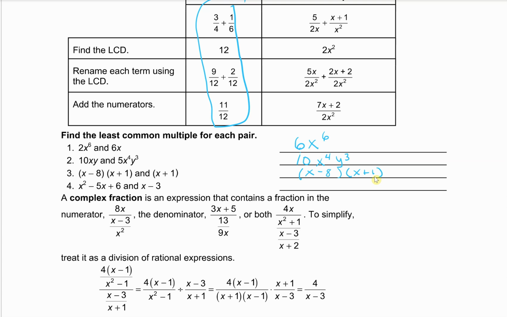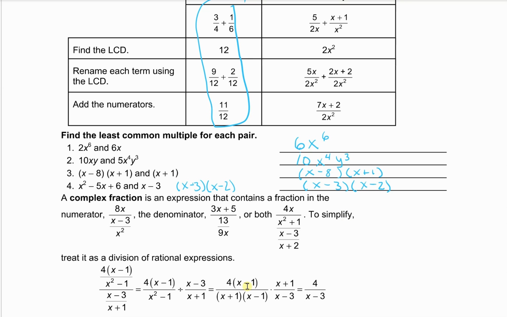X squared minus 5x plus 6 and x minus 3. Well, guess what? That first one's going to factor to x minus 3 times x minus 2. So what do they both have? They both have the x minus 3. What's missing? X minus 2. So I'm going to have x minus 3 and x minus 2 as my common factor.